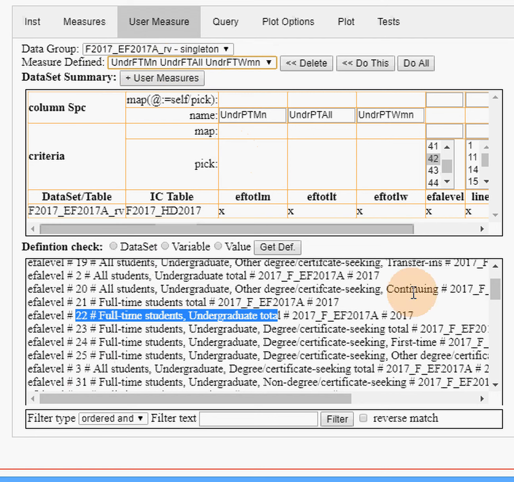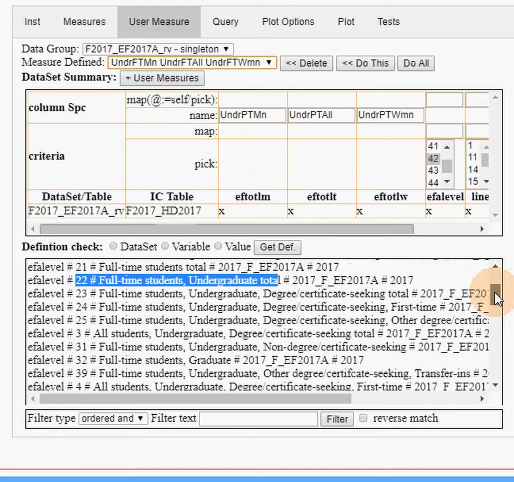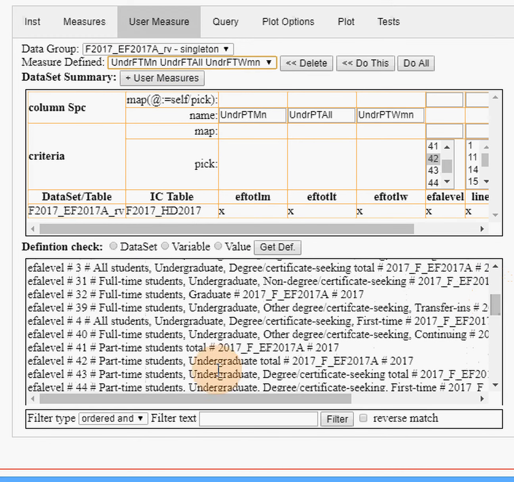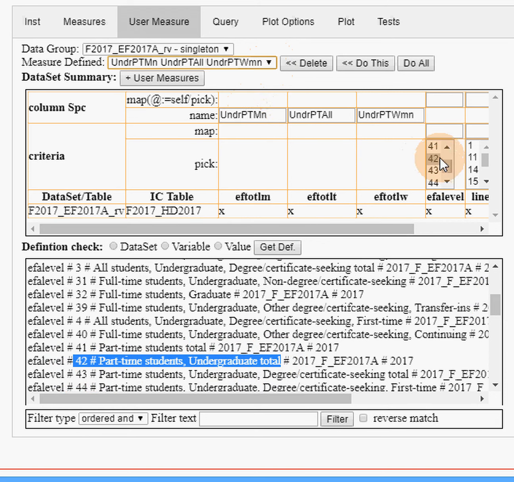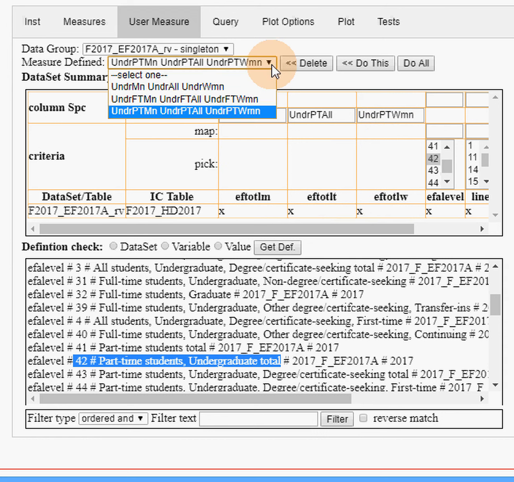The last one we did is the 42, which is part-time undergraduate students. We select the 42, and for each variable they are part-time undergraduates: part-time undergraduate men, part-time undergraduate total, and part-time undergraduate women. So we select those, and that's where we have all that.